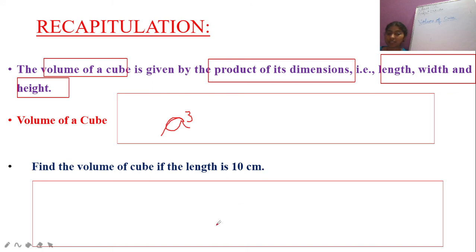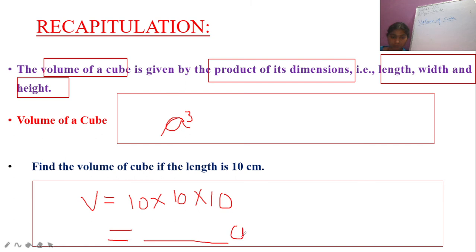Now you have to find the volume of a cube whose length is given as 10 centimeter. So we know that volume is equal to a cube. So you have to multiply 10 into 10 into 10. So how much do we get in centimeter cube? So that is 1000, right?